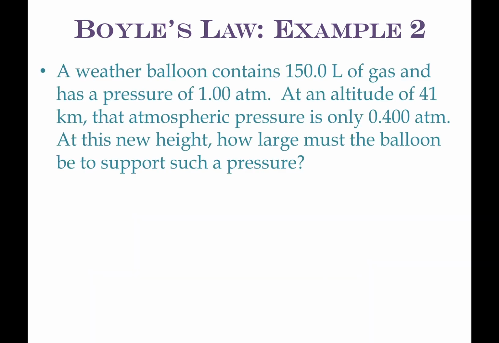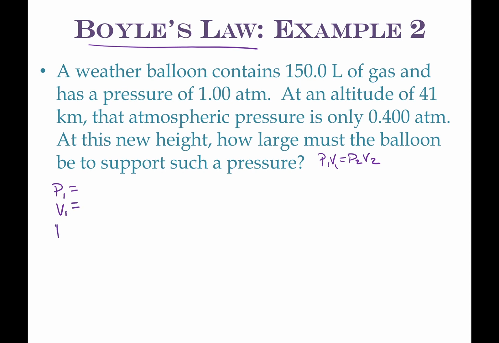A weather balloon contains 150 liters of gas and has a pressure of 1 atmosphere. At an altitude of 41 kilometers, that atmospheric pressure is only 0.4 atmospheres. At this new height, how large must the balloon be to support such a pressure? Please pause it and try it. Now we know it's P1 V1 equals P2 V2 because we're saying Boyle's law up here at the top.